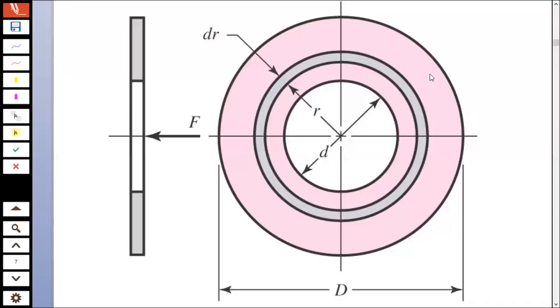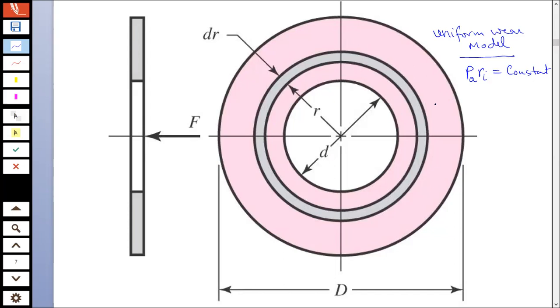Okay, so we were talking about the two models, the uniform wear model and the uniform pressure model. Now, in case of the uniform wear model, as we said, your Pa times Ri is constant.